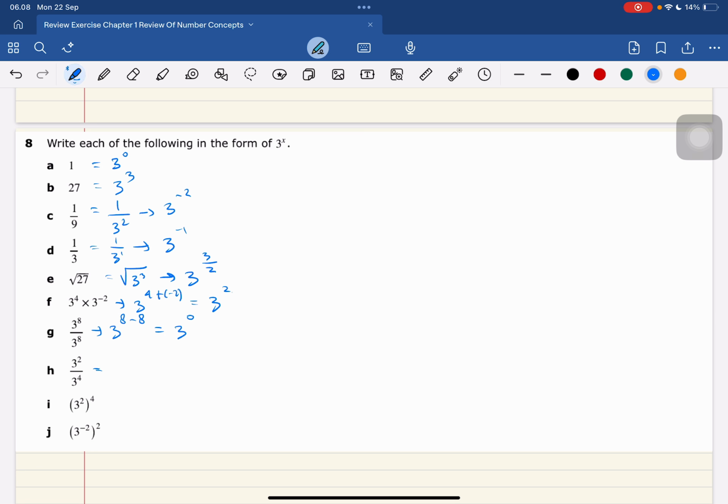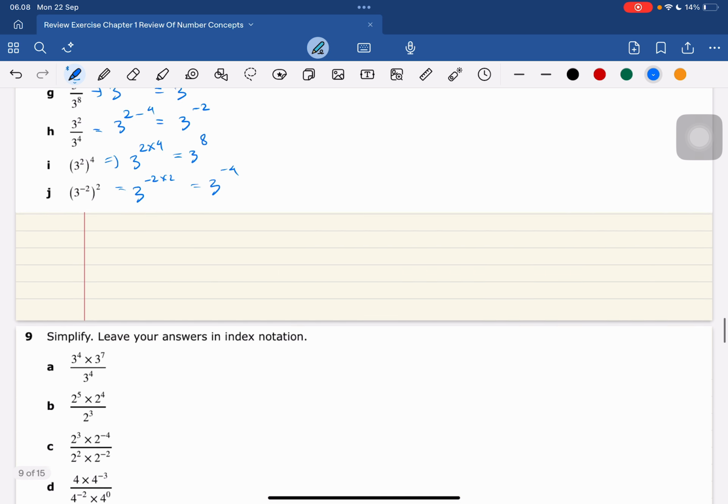Next, still division is going to be 3 power of 2 minus 4. So it's going to be 3 power of minus 2. Next, power, we make it power again. It's going to be 3 power of 2 times 4, which is 3 power of 8. Next, 3 power of minus 2 times 2. This will give us the answer of 3 power of minus 4.